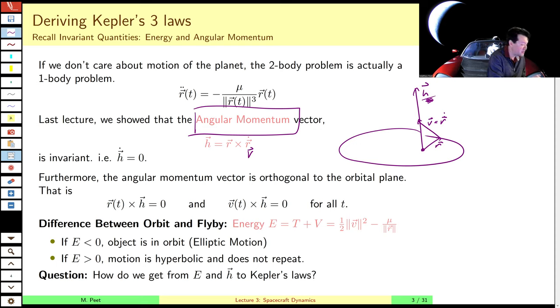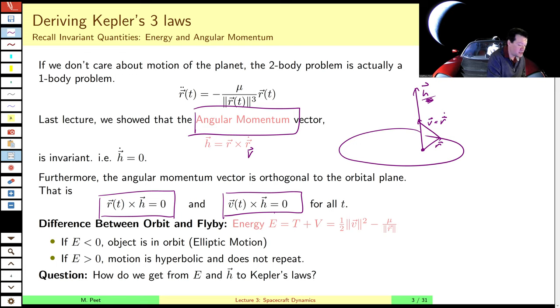However, the magnitude of that angular momentum vector is very important, and we will use that a great deal. The orientation of the angular momentum vector, not so much. So everything, the R and the V's, remember, are in the orbital plane. So everything that we're looking at today is going to be perpendicular to that angular momentum vector.